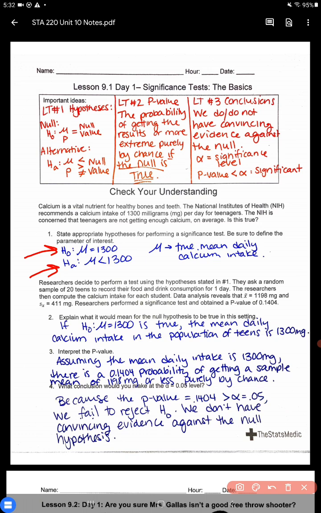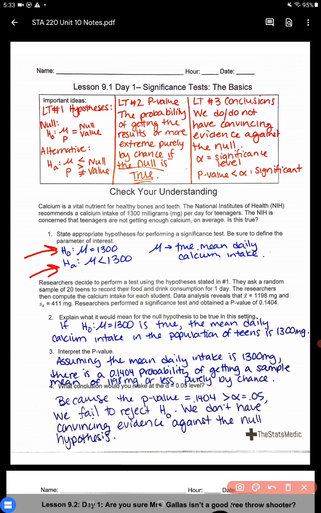Okay, so here's what the researchers find. They find that their sample average is 1198 milligrams, which is clearly less than 1,300, so they're concerned, right? And the standard deviation is 411 milligrams. So they perform a significance test, and they obtain a p-value of 0.1404. So let's talk about what this means. What would the null hypothesis mean in this setting? If the null hypothesis comes out to be true in our test, in this setting, that would mean that teenagers on average are okay. They are getting 1,300 milligrams of calcium on average like they're supposed to.